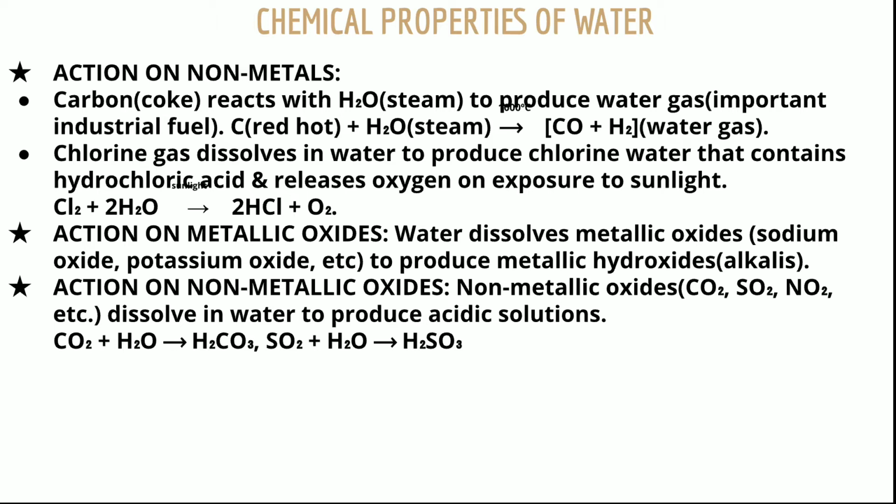Then chlorine gas dissolves in water to produce chlorine water that contains hydrochloric acid, and releases oxygen on exposure to sunlight. So sunlight is required for the reaction to take place. Chlorine reacts with water to form hydrogen chloride, or hydrochloric acid, in the presence of sunlight.